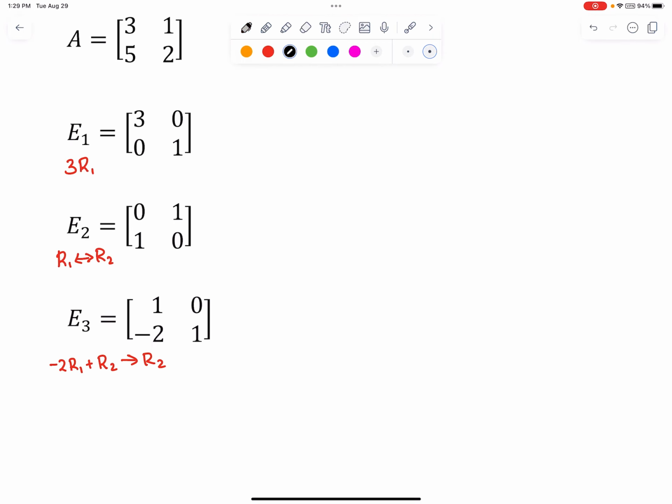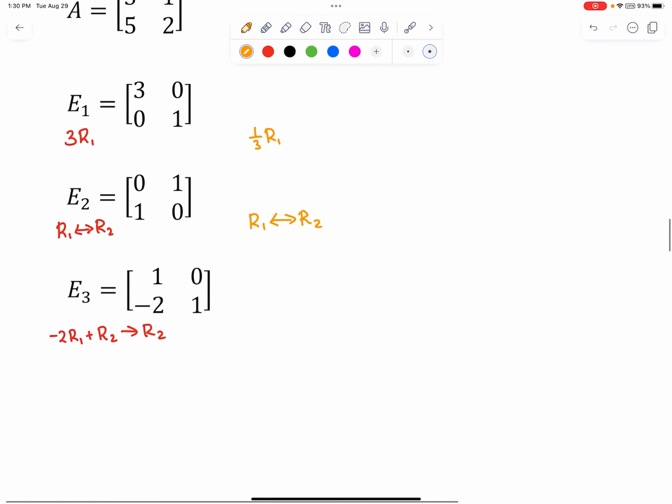Now, how would you go about reversing these? Well, if you want to reverse tripling row 1, let's write down the reverse operation in orange. If you wanted to turn this back into a 1, you basically just need to do 1/3 times row 1. So if I do 1/3 of row 1, that will take me back to the original matrix. How do you reverse interchanging 2 rows? We just interchange them again. So in this case, you just do another row 1, row 2 interchange, and that will put the matrix right back to where it was.